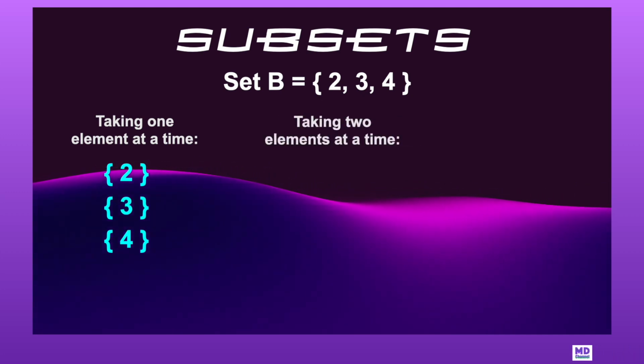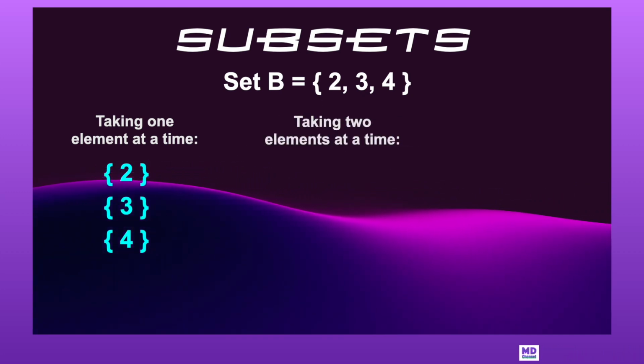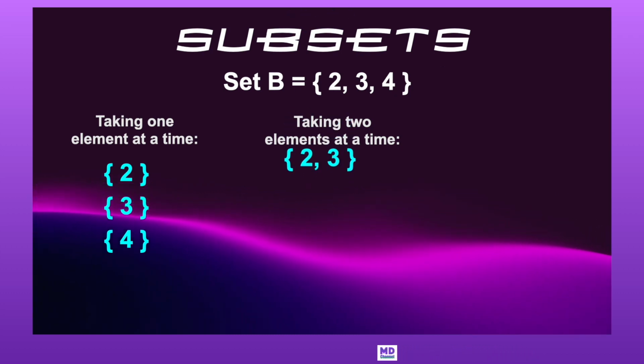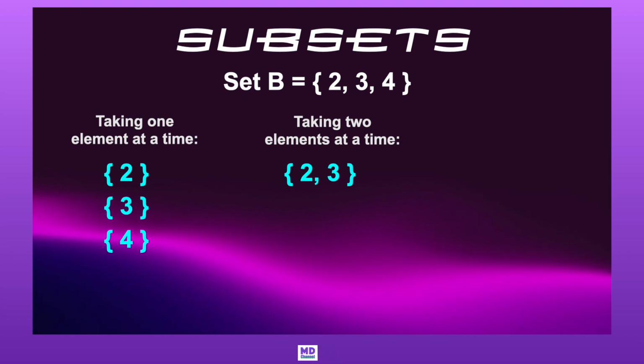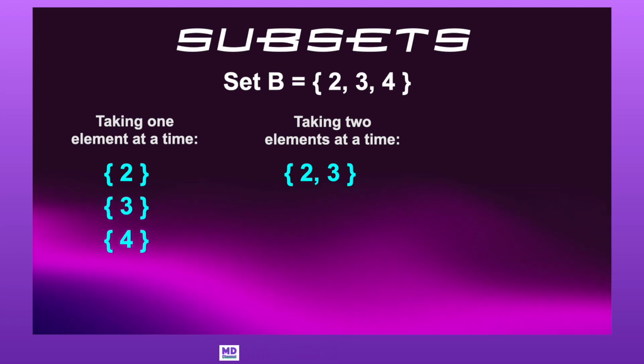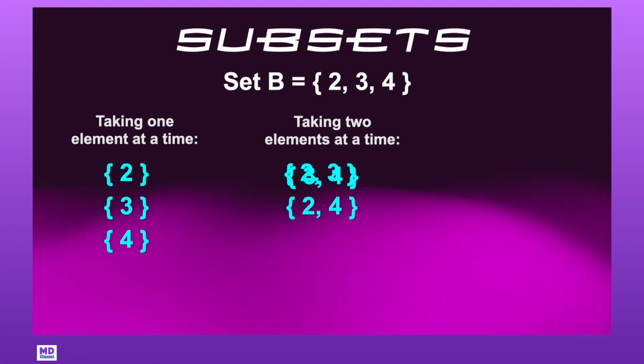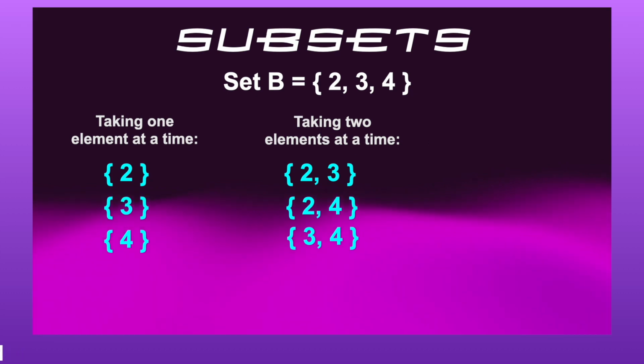Taking 2 elements at a time, so first is 2, 3. The elements are 2, 3. The elements are 2, 4. And the elements are 3, 4. So taking 2 elements at a time, there are 3 subsets.